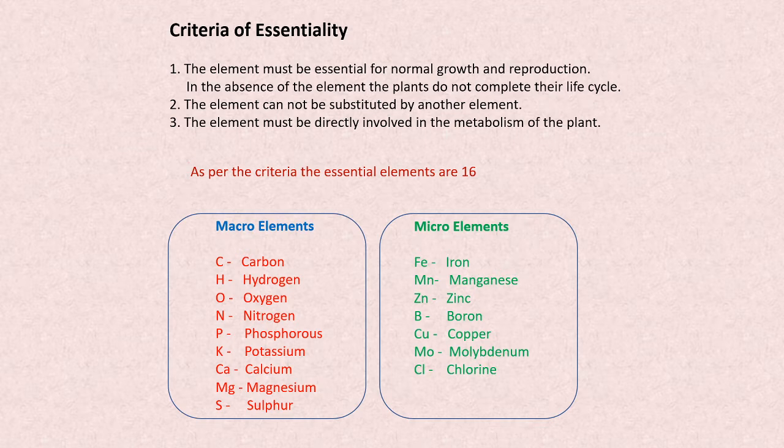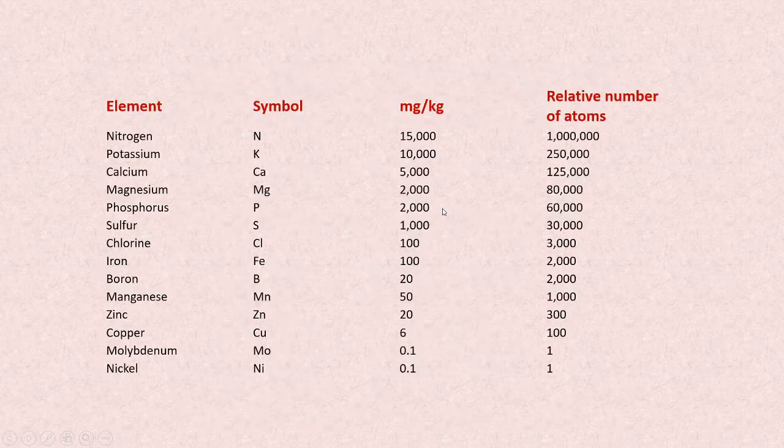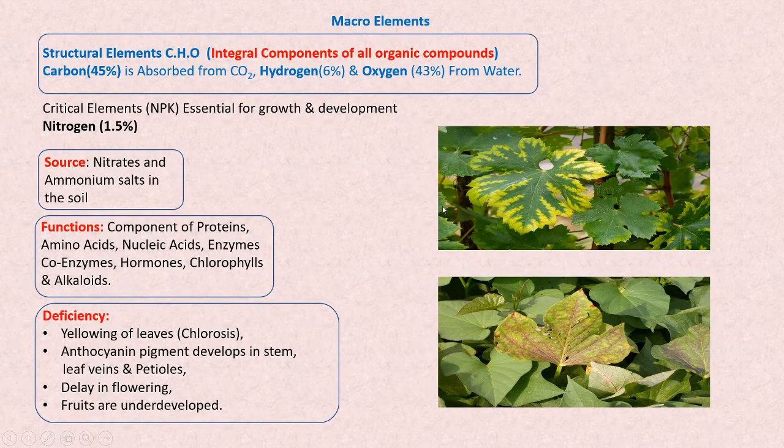Okay, so now we will see macro elements one by one, where they are present, what is their function, what is the source, and what are the deficiency symptoms. So today in this class we will see the macro elements. Okay, what are macro elements? Those which are required in larger quantities, that is above 1000 microgram per gram of dry weight of that plant.